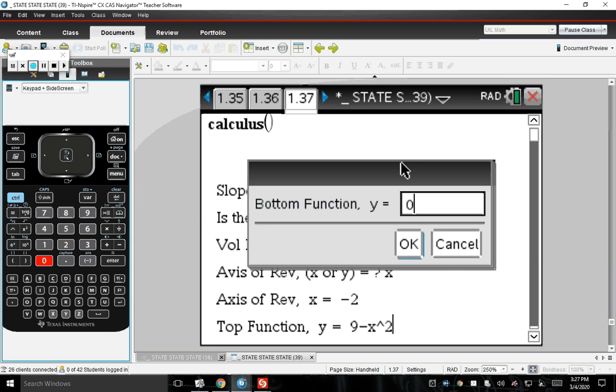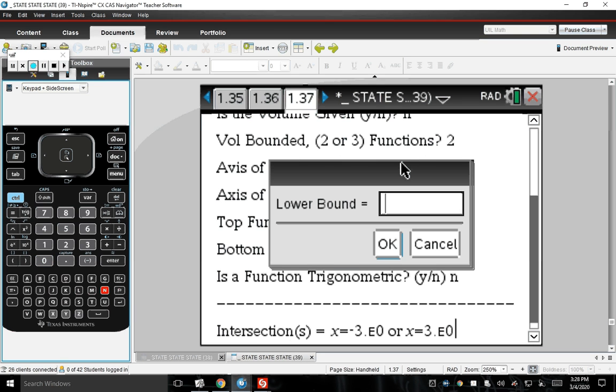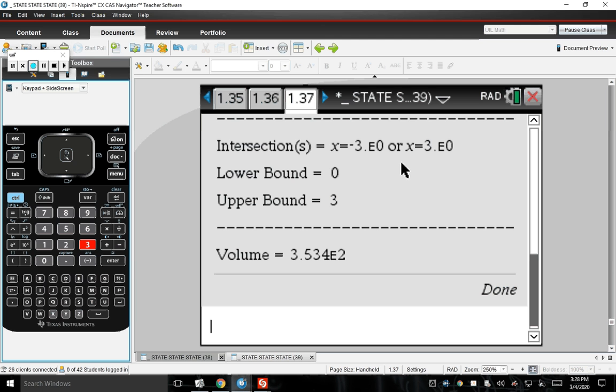Y equals 0. Were any of those functions that you just entered trigonometric? Nope. What was the lower bound? 0. And what was the upper bound? 3. Oh, no, 3 because you're not, you're just looking at it left to right. Okay, 3, what do you get? There it is. 353, which is what we got.